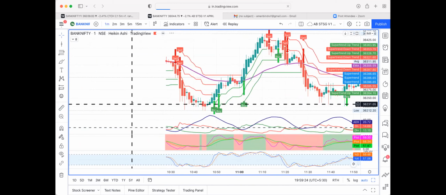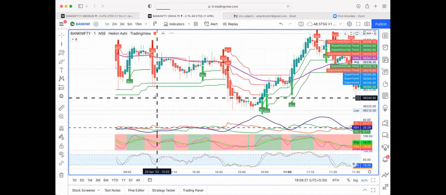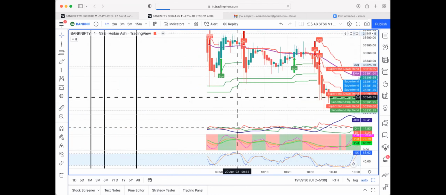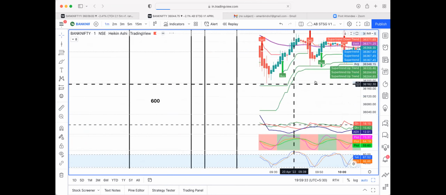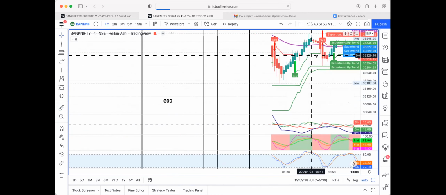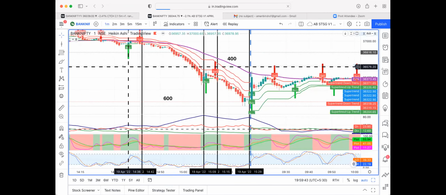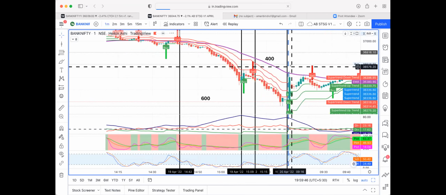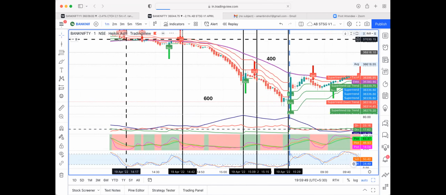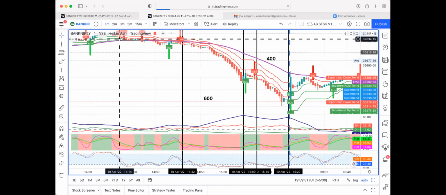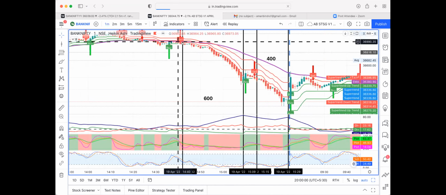I'm just showing you a bigger example, because in the past 2-3 days, bigger trends are not coming. Like here, now it's giving us a sell signal. The price is moving below the first super trend, second super trend, and now the third super trend.